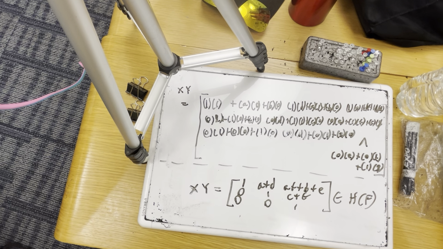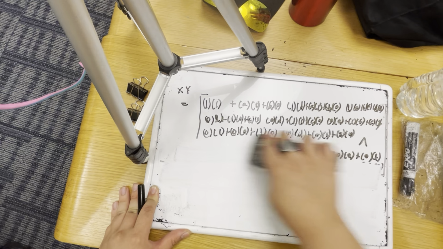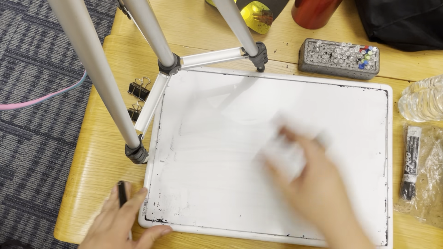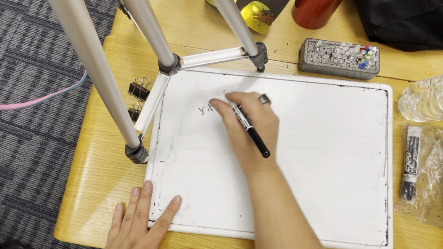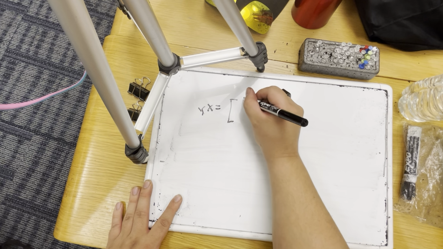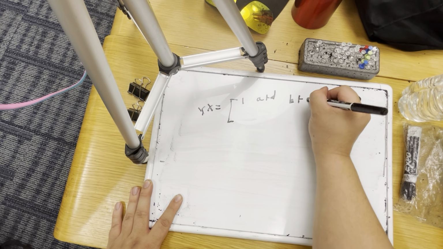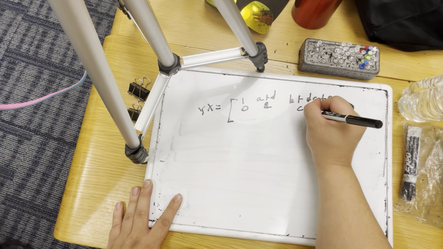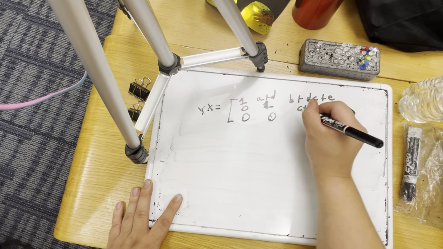And if we did the reverse case of this, which is YX, you already saw the calculations there. But YX is equal to 1, A plus D, B plus DC plus E, 0, 1, C plus F, right? And then 0, 0, 1, okay?